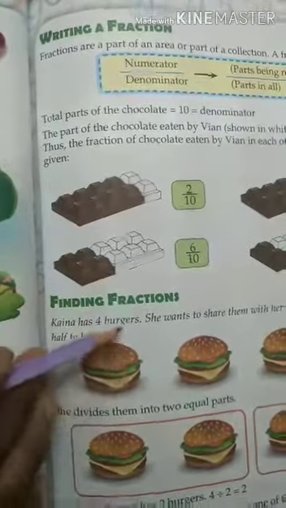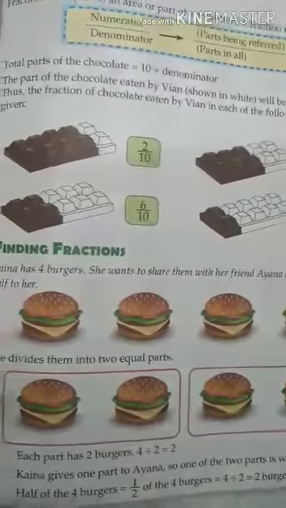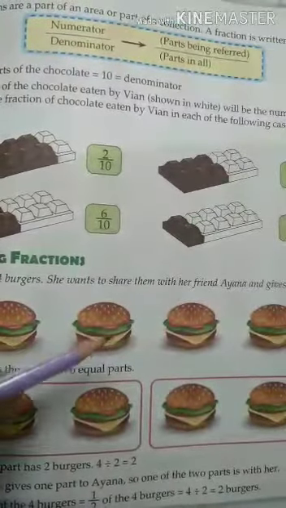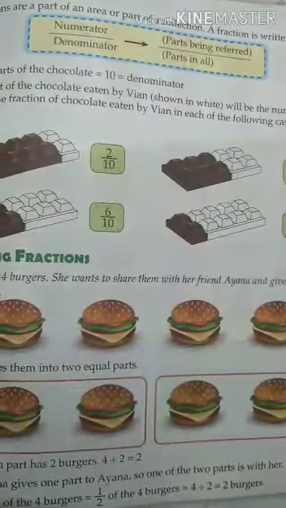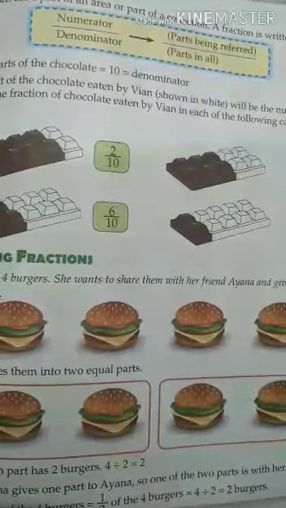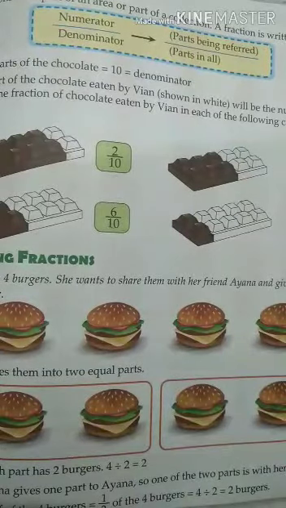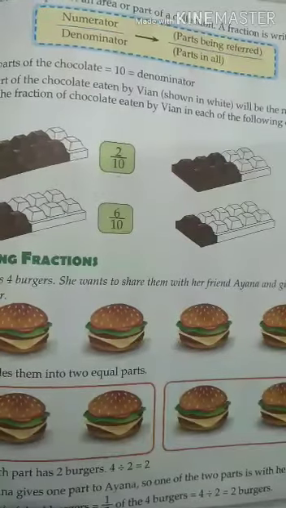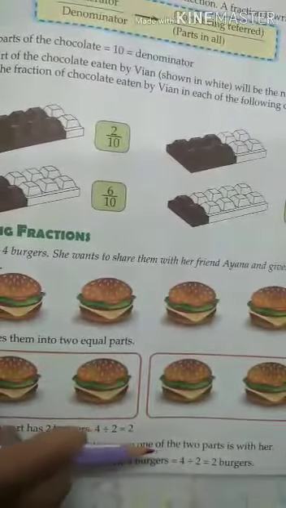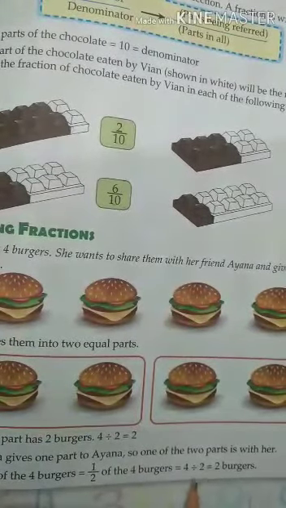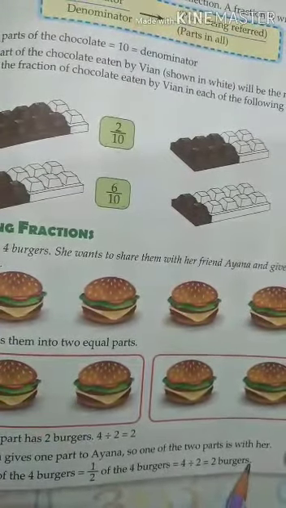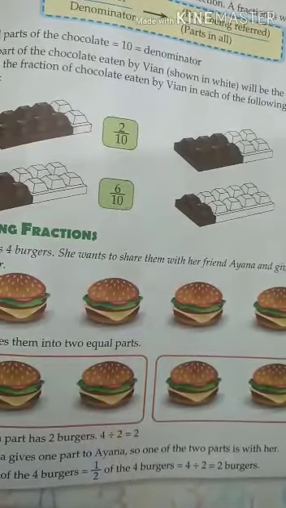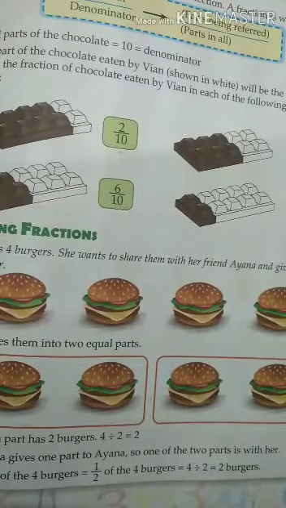Now how can we find out the fraction? Here 4 burgers are there. 1, 2, 3, 4 burgers. We have to divide them into 2 parts. In 1 part, how many burgers? 4 divided by 2 is equal to 2 burgers. In 1 part, 2 burgers. This way we can write the fraction.